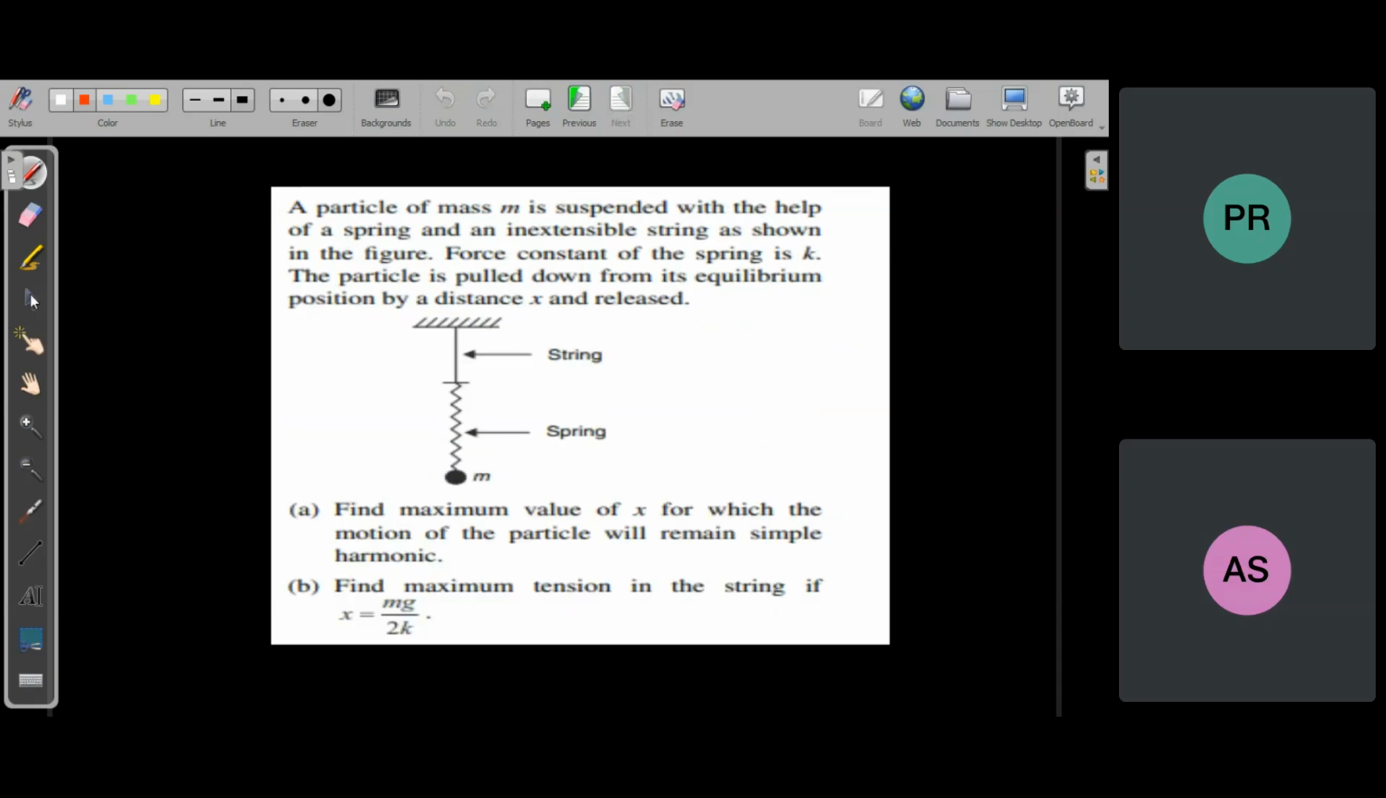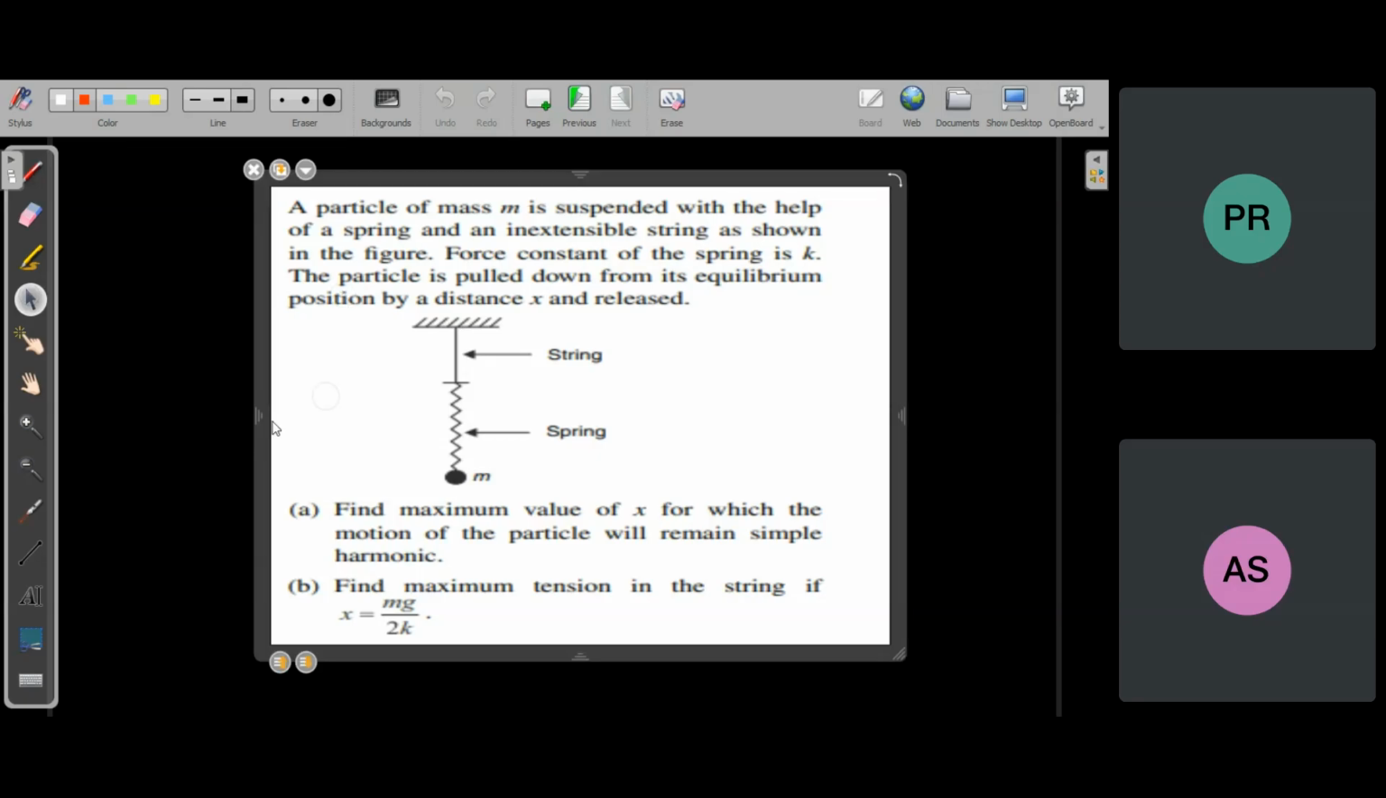Okay, now try this one. This is the last question. After that, we'll discuss some concepts.